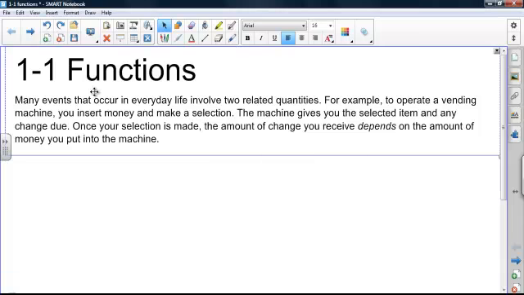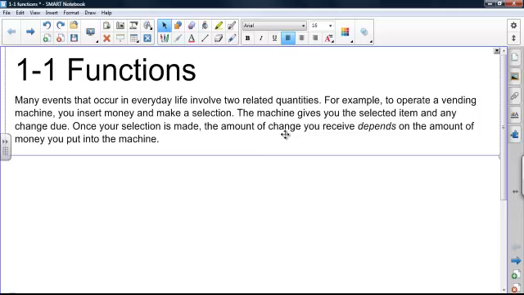Hello all. Today we're talking about functions. The reason we talk about functions is because these are things that we use in real life. Many events that occur in everyday life involve two related quantities. For example, to operate any machine, you insert the money and make a selection. The machine gives you the selected item and any change due.